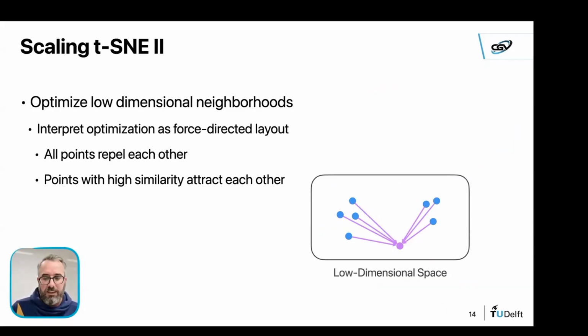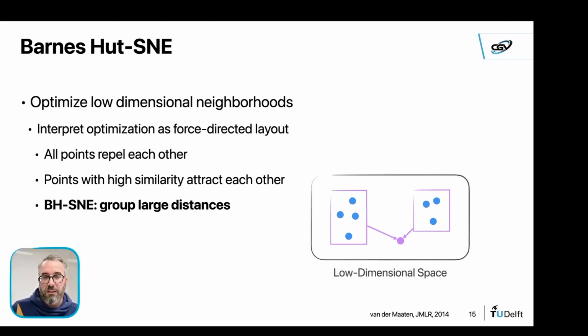Now, already the original inventor of TSNE, Laurens van der Maaten, he came up with the Barnes-Hut SNE, basically with the idea that, well, large distances in TSNE, they don't matter anyways. So we can just group all the points that are far away from my current point, right? And then calculate the distances to the group instead of each individual point. So that already reduced the complexity to n log n, but still could be improved.